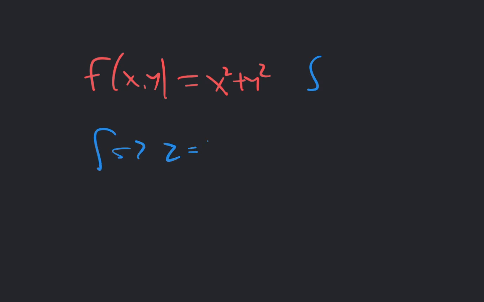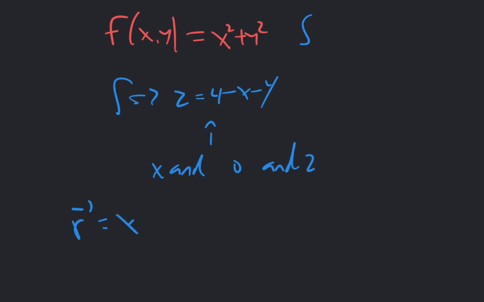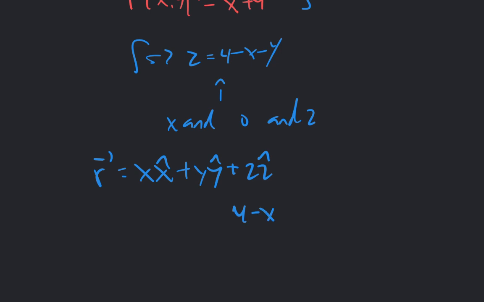So let's say we have our function f(x, y) is x squared plus y squared, and it's over the surface S. Let's say S is part of the plane z is equal to 4 minus x minus y, and we're going to do x and y between 0 and 2. Not sure how to exactly write that, but when we parameterize the surface, we're going to have x x unit, y y unit, and then z z unit. But remember, z is 4 minus x minus y.